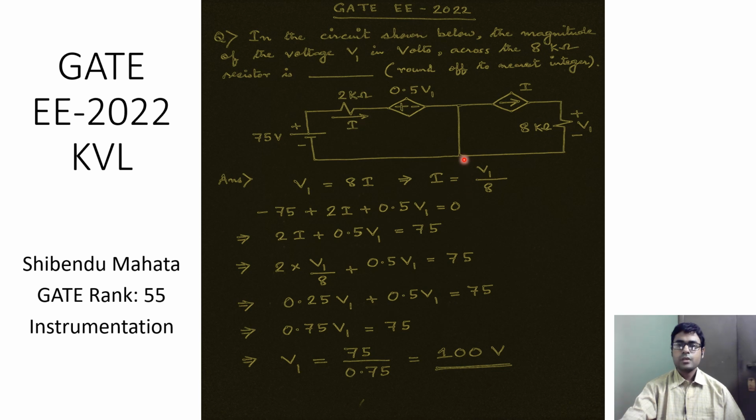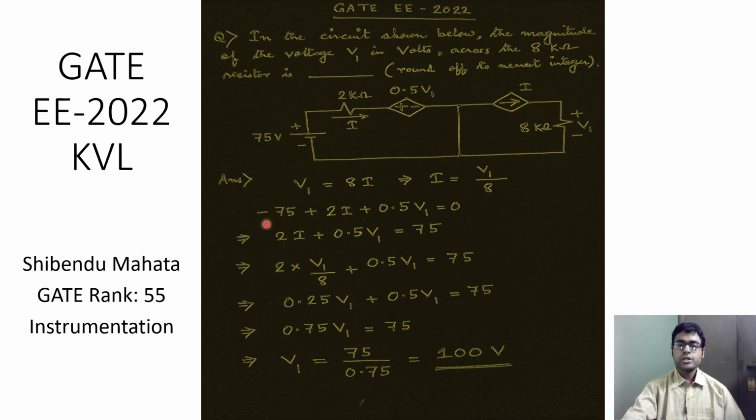Secondly, if we look at this loop, then we can formulate the Kirchhoff's voltage law expression as negative 75 plus 2 multiplied by current I plus 0.5 V1 is equal to 0. As before, instead of using 8 kilo ohms, I have mentioned it as 8, assuming that this current I will come out to be in milliampere. So kilo ohms and milliampere can cancel one another. Same over here also, I have taken 2 multiplied by I.